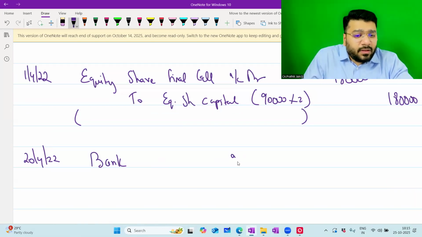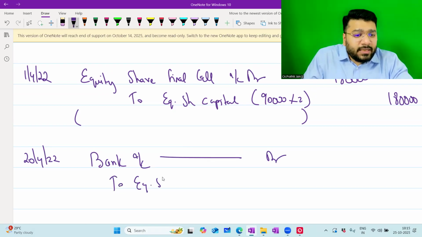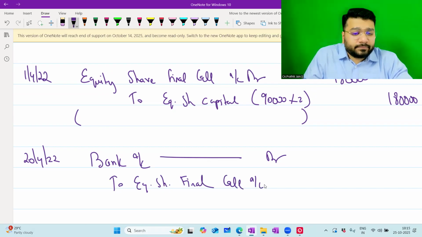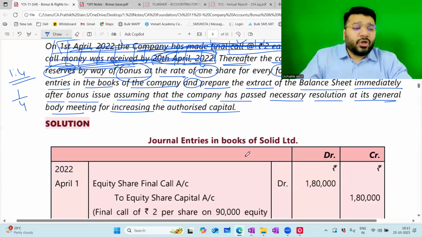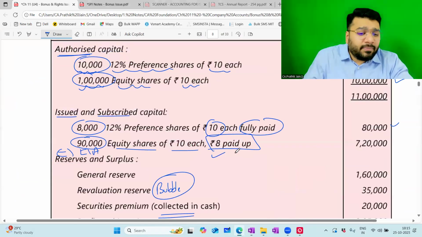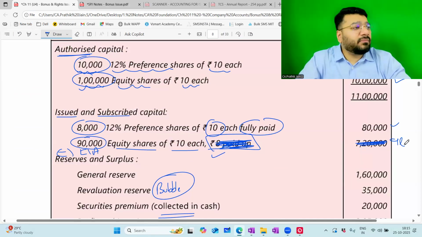Bank account debit to equity share final call account, 1,80,000. Any problem? Now, after this entry, your partly paid shares have become fully paid shares. How much has it become now? Now this has become 9 lakh.